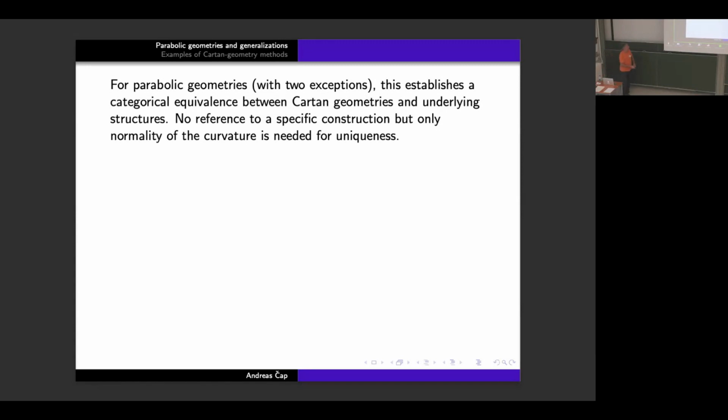Then you get a categorical equivalence between these Cartan geometries, or I should say normal Cartan geometries, and the underlying structures. And as I was pointing out before already, you don't have to care about constructions anymore.